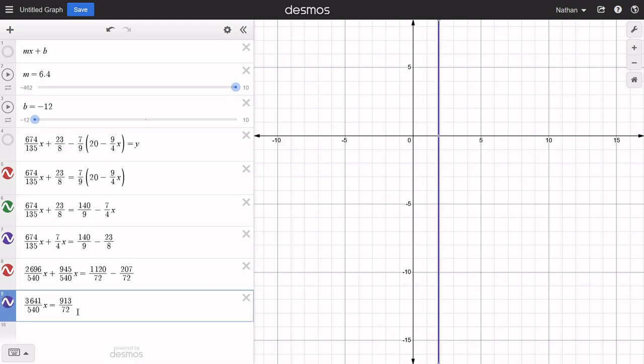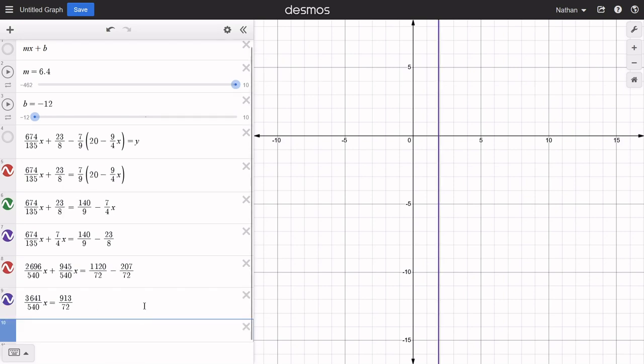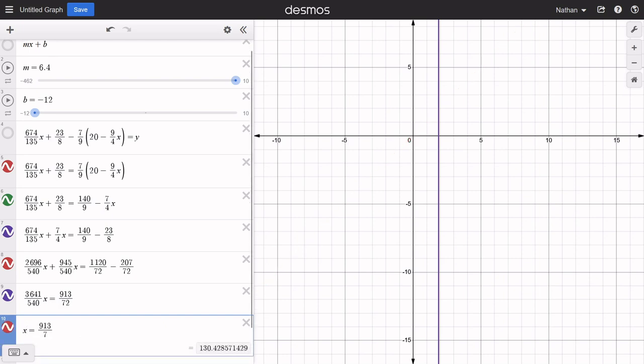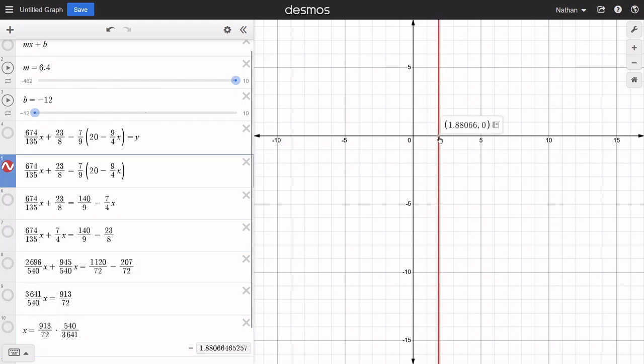Okay, last step is to multiply this thing over there. It's the same thing as multiplying by the reciprocal, or I should say dividing and then multiplying by the reciprocal. So x equals 913 over 72 times the reciprocal is 540 over 3641. And there we go. We do indeed have that same solution all the way in the back.